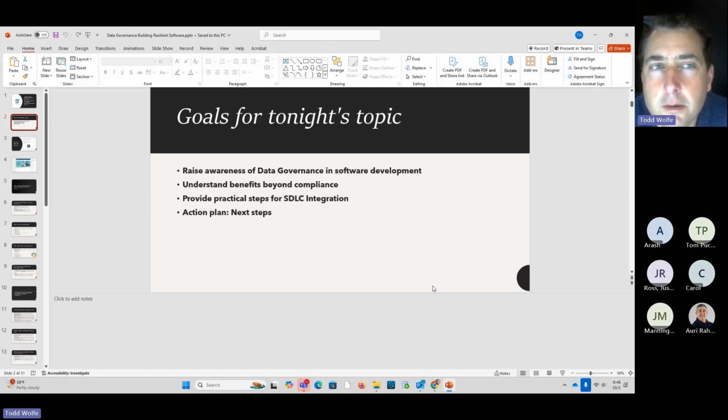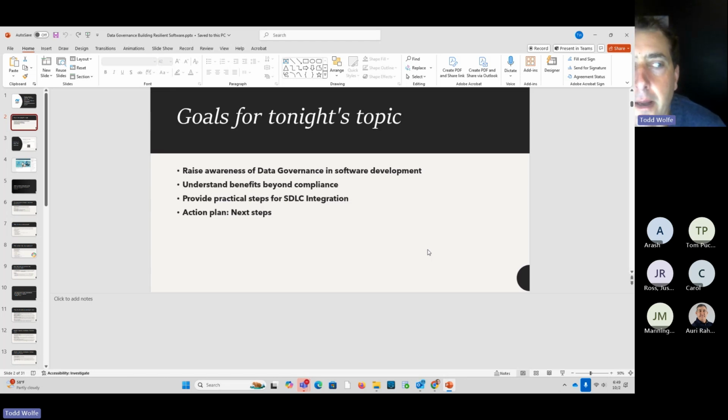So my goal here with this presentation is to raise awareness of data governance and how and where it applies into software development processes that we know. Understand the benefits beyond just compliance. I think a lot of times when they hear governance, they think we're doing it just because of compliance, but there's more value, both on the developer delivery processes as well as organizational and business value, than just compliance.